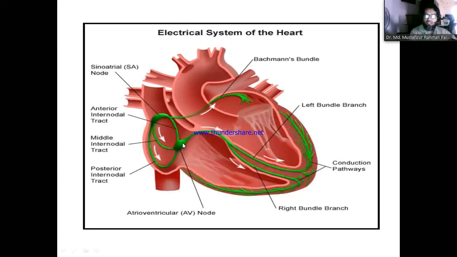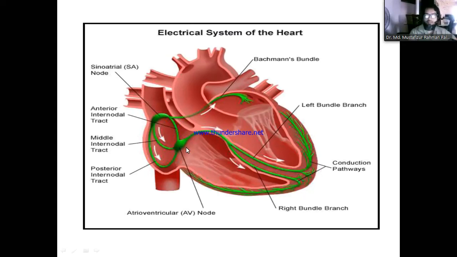After the AV delay, the impulse passes through the His bundle into the right bundle and left bundle. The left bundle is again divided into two fascicles, and the right bundle is a single fascicle. Then cardiac depolarization occurs in the ventricle, and after depolarization, the blood is propelled through the pulmonary artery and the aorta. These are the common basics of the electrical system.